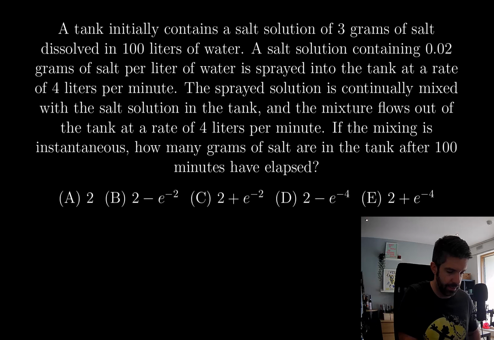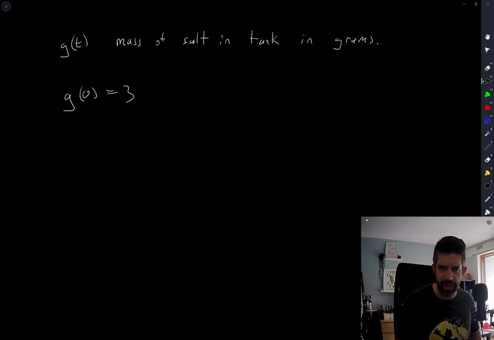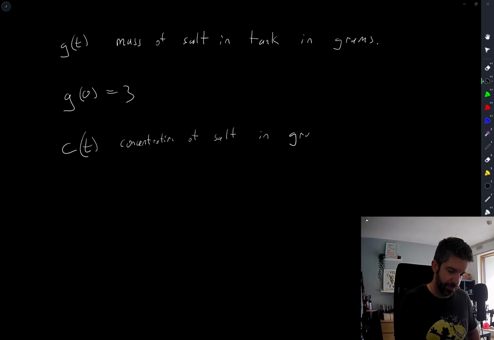Okay, so G of t will be the mass of salt in the tank. And so this says that G of 0 is equal to 3, and this will be in grams. I think everything is measured in the same units: water is always liters, time is always minutes. So t will be time in minutes. So G of 0 is 3. I'll let C of t be the concentration of salt, and this is measured in grams per liter.